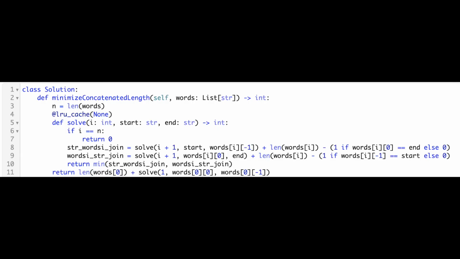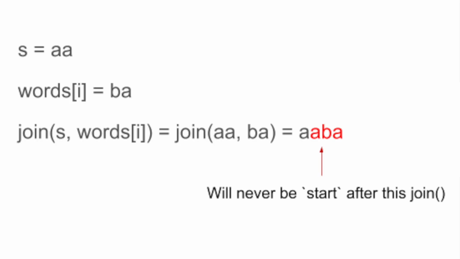The third question can also be solved using dynamic programming. The only states we need to focus on are the current index, the starting character of the current string, and the ending character of the current string. So you might wonder why we only care about the first character of the current string. What about the second, third, or other characters in the string?